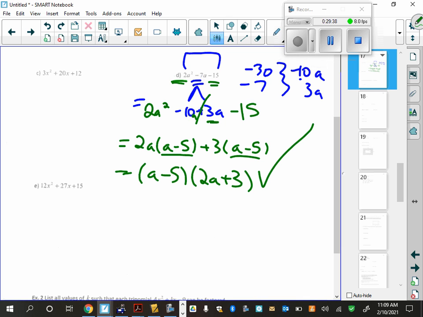Check it. 2a squared, yup. I have a 3a and a negative 10a. That's negative 7a, yup. And I got a negative 15, yup. That's right. Don't even correct it. Sounds good.